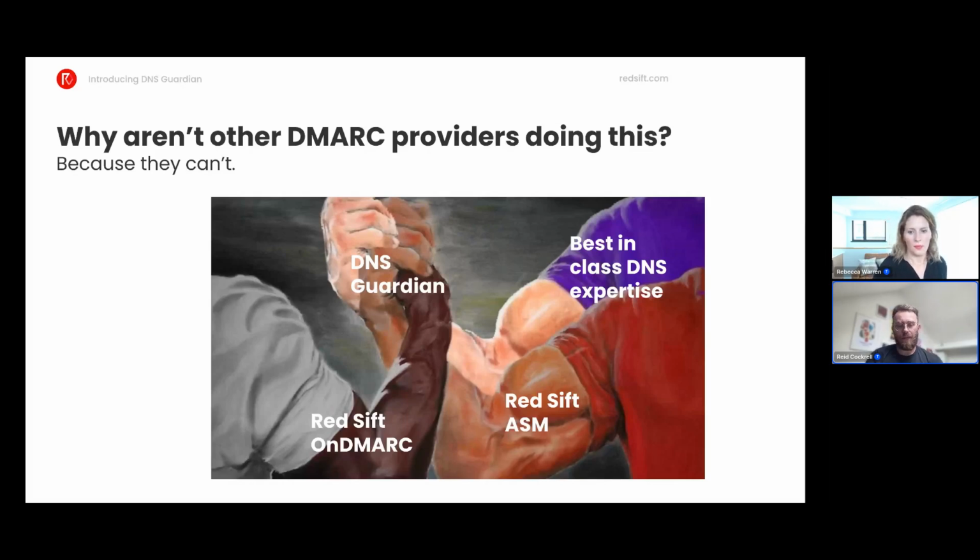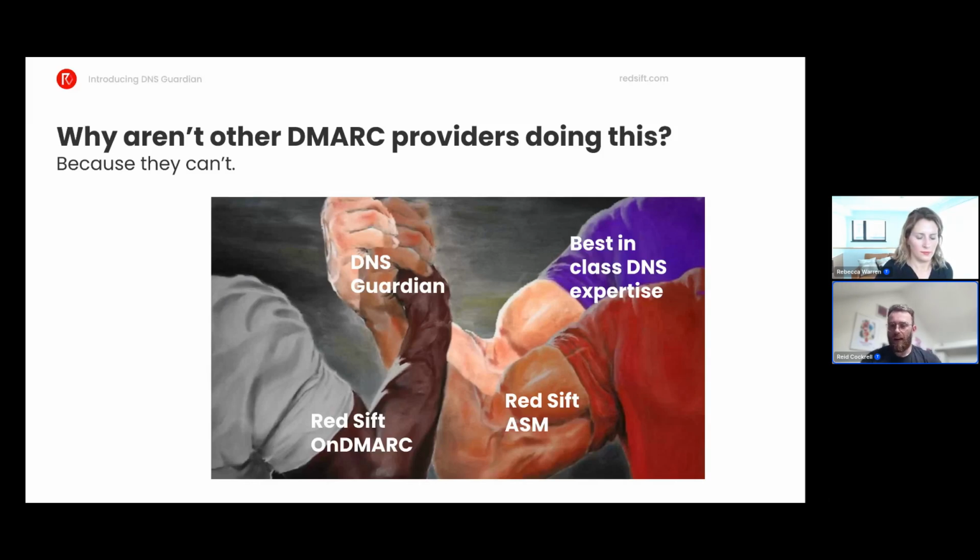The second thing, and I touched on this earlier, and we'll go into this in a bit more detail in a couple of slides, is Red Sift ASM. We've been fortunate enough to leverage this tech, which continuously discovers business critical external facing assets. That enables us to do that subdomain scanning, find those records that may not be in your immediate field of vision, and alert you to make sure that they are on your radar if there are issues, and they can be fixed.